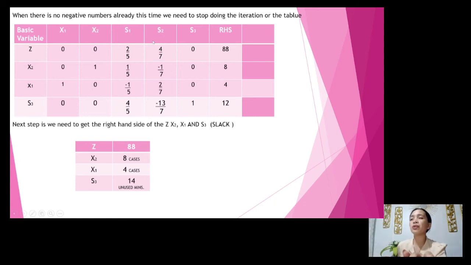When there are no negative numbers anymore, we need to stop doing the iterations or tableau. The next step is to get the right hand side values of z, x sub 2, x sub 1, and s sub 3. The value of z we have is 88, so we simply put 88 here. Then x sub 2 is 8. Then x sub 1 is 4. Then s sub 3 is 14.